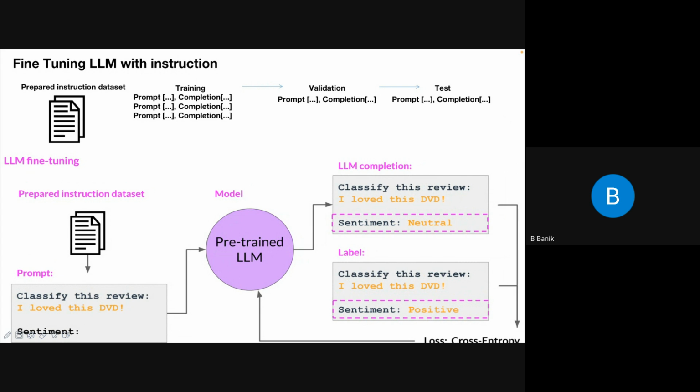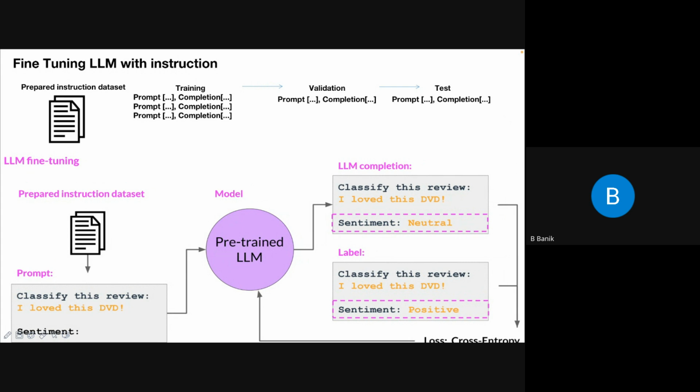Which is cross entropy, right? So we can compare the distribution of the completion with that of the training label, and use this standard cross entropy function to calculate the loss between the two distributions.